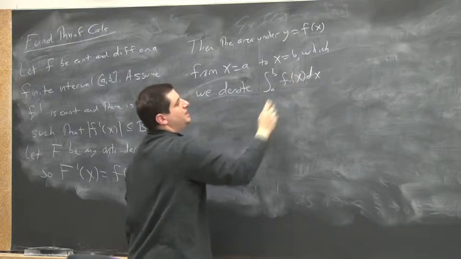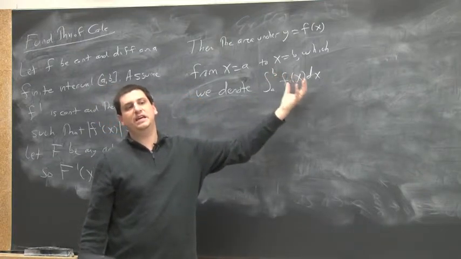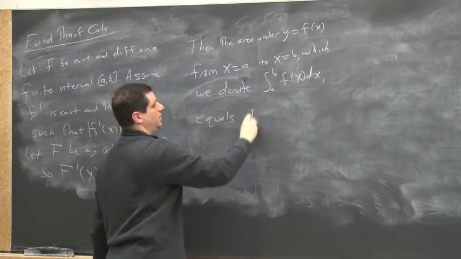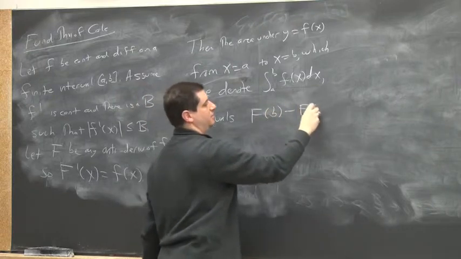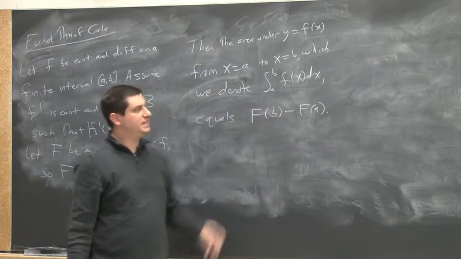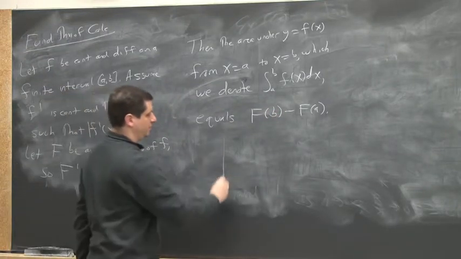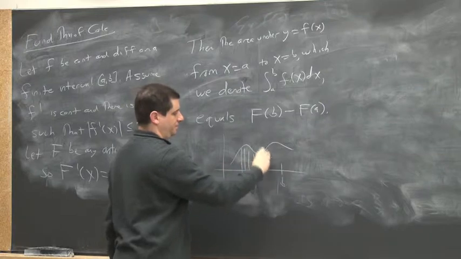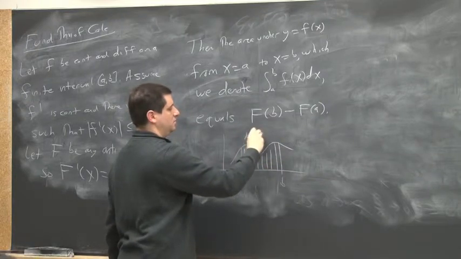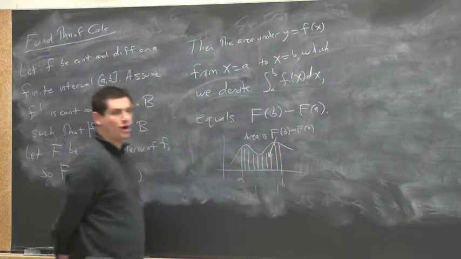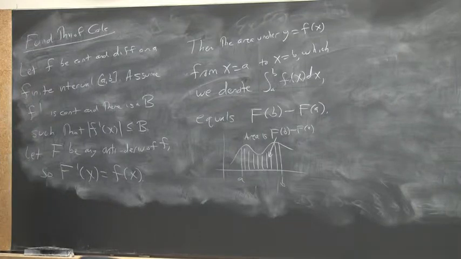So the important thing to note is this is notation. This means the area under the curve from a to b equals big F of b minus big F of a. This is the meat of the fundamental theorem of calculus, that the area under the curve is the antiderivative at b minus the antiderivative at a. So here's a, here's b, here's my function. Then this area is F of b minus F of a. So that's the content of the fundamental theorem of calculus. We can find areas by using antiderivatives.